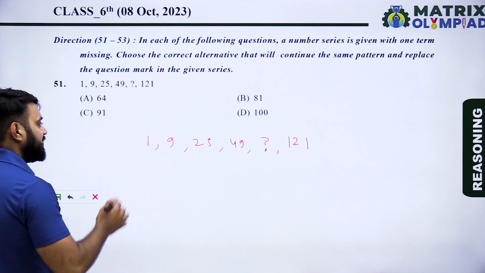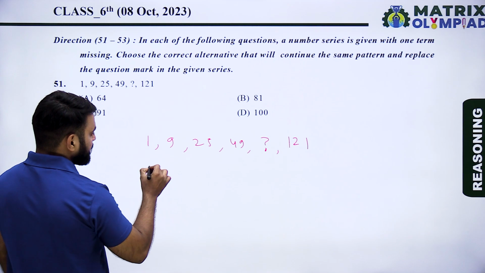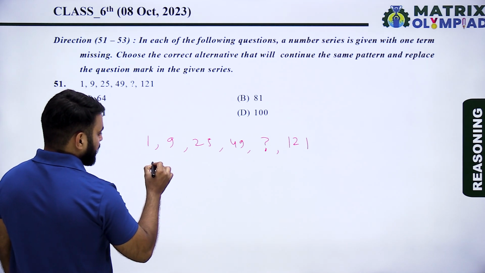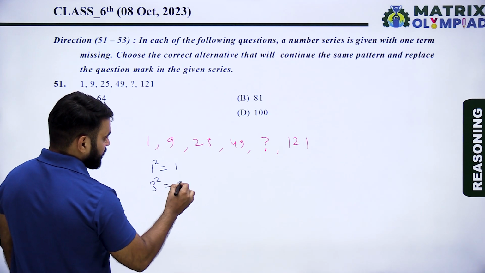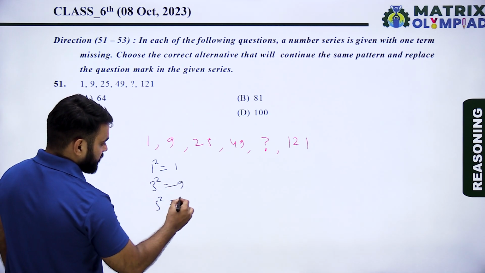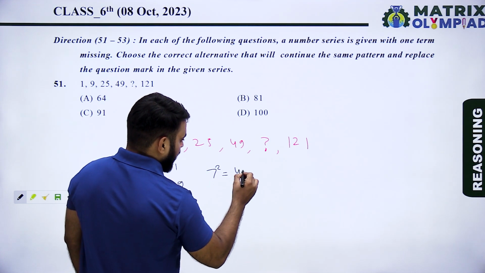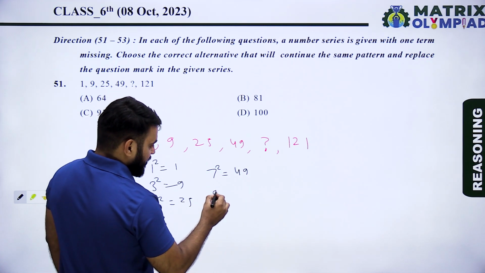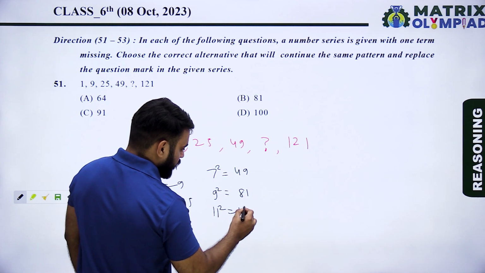First, find the pattern of the question. So pattern of the question is 1 means 1 square, it means 1. 3 square, it means 9. 5 square, it means 25. 7 square, it means 49. Now similar, 9 square, it means 81. 11 square, it means 121.